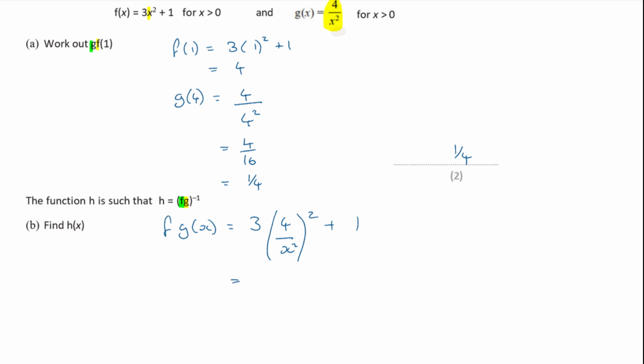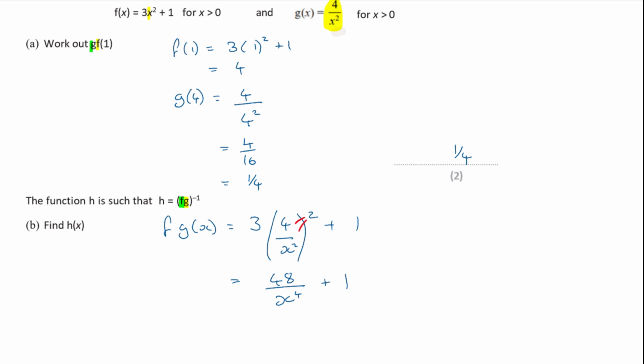And then removing the brackets, I kind of have to square both bits, don't I, when you've got a bracket squared like that. So I need to square 4 and square x squared. So I'm going to get 4 squared is 16, and then 16 times 3, 16, 32, 48. 48 over, and then x squared all squared, that's x to the 4. So I'm going to get 48 over x to the 4 plus 1. So that's what f of g of x is.